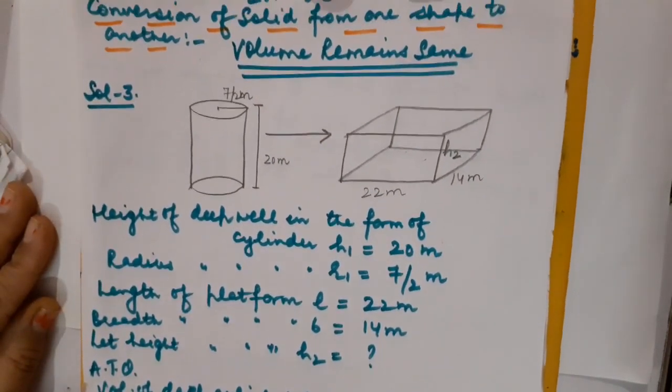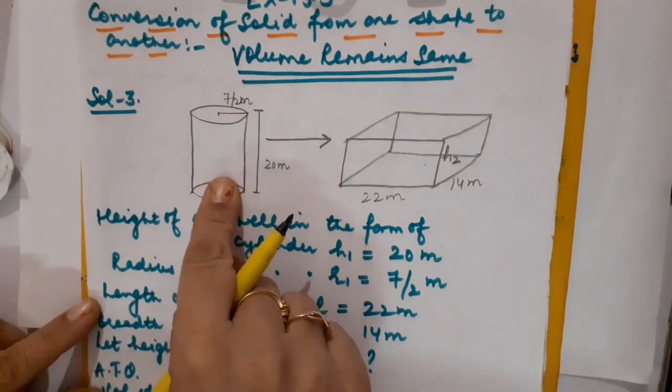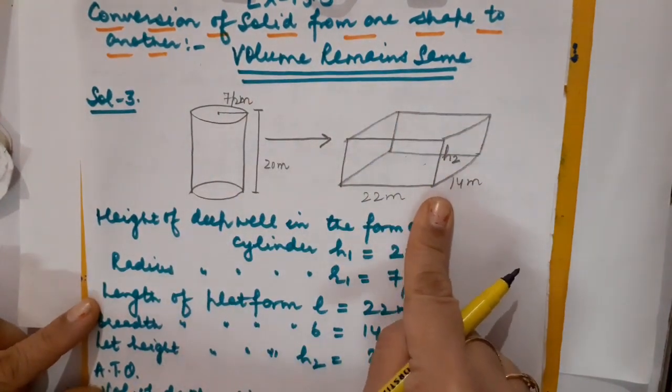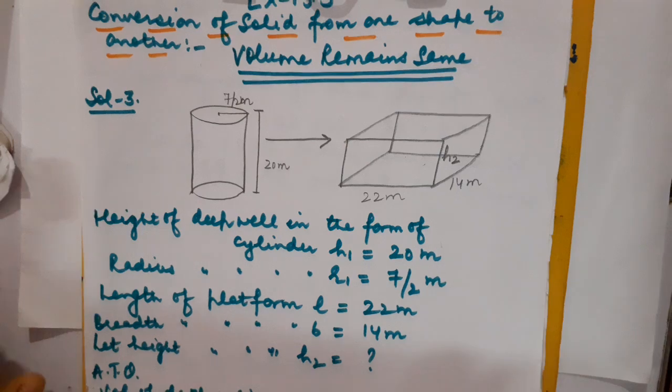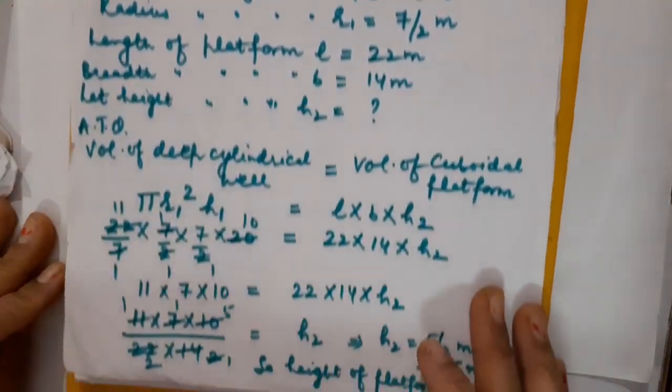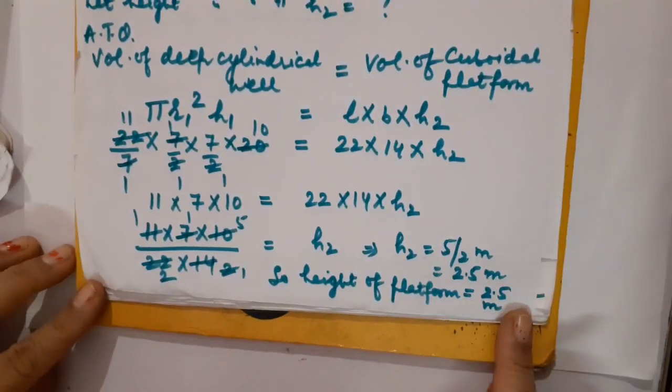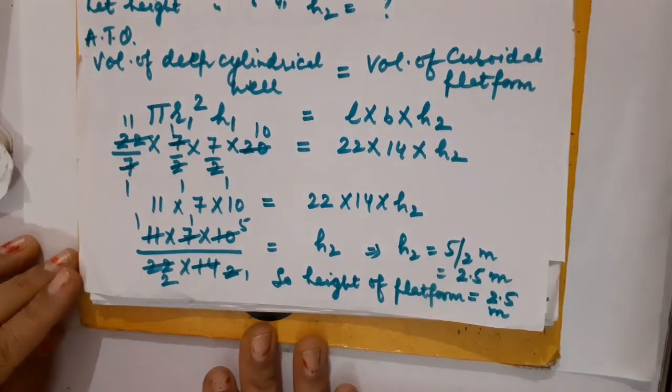Understood, children? So what did we observe? That whenever one shape is converted into another shape, their volume will remain the same and we can easily calculate the unknown variable. Getting? So children, that's it for the day.